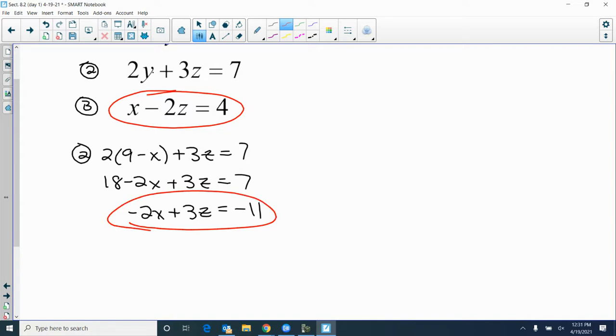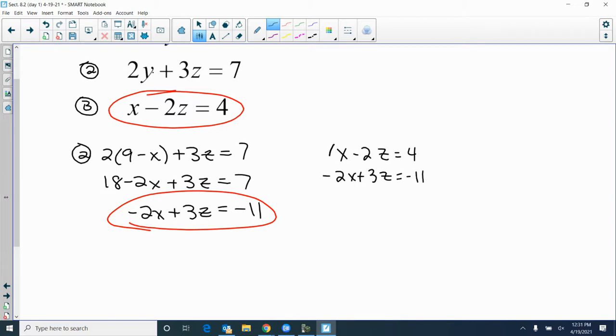So normally, whatever you did, if you did elimination, if you did substitution, after that first step, you should have an equation that will match up in terms of the letters with one of those 3 from up above. And then you do a 2 by 2. And so I got x minus 2z equals 4, and I got negative 2x plus 3z equals negative 11.